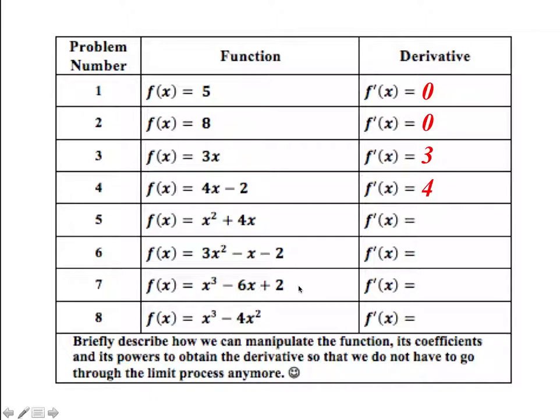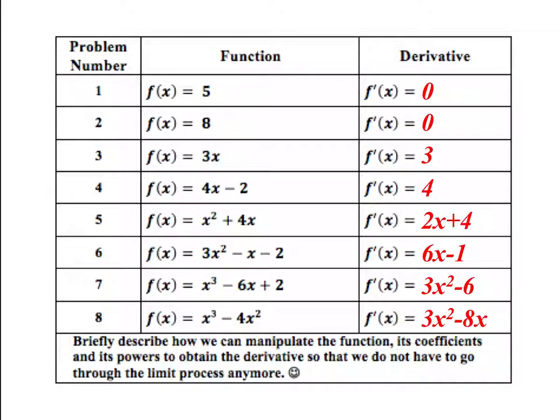And then 5, 6, 7, and 8, you were assigned one of those to do in class the previous class time. The results from these last 4 were as follows. Function 5, x squared plus 4x, the derivative ended up being 2x plus 4 after you did the limit method. For 6, we ended up getting 6x minus 1. For function 7, we got 3x squared minus 6. And for function 8, we got 3x squared minus 8x.